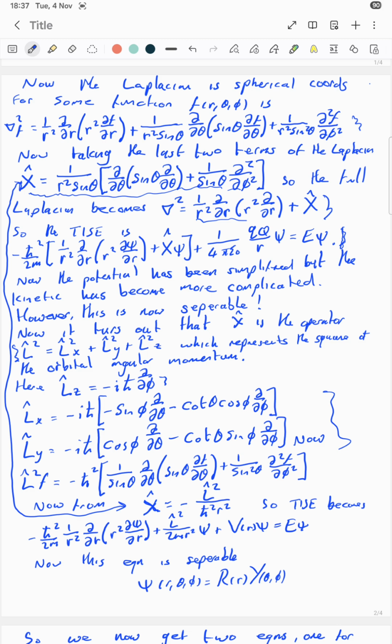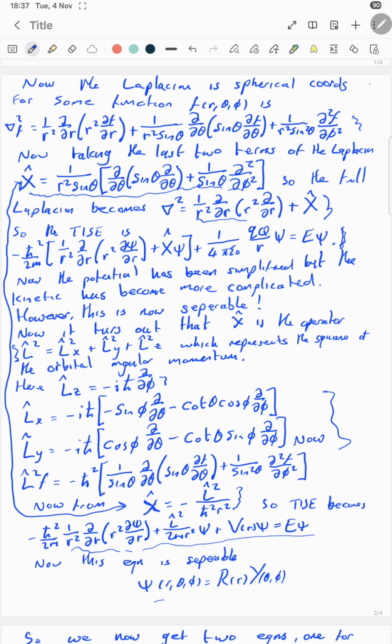But now from the equations given before, we have x hat equals minus L hat squared over h bar squared r squared, after taking in the above equations as well and solving for x hat. So the time independent Schrodinger equation here becomes this, in the form of the total angular momentum L hat squared.